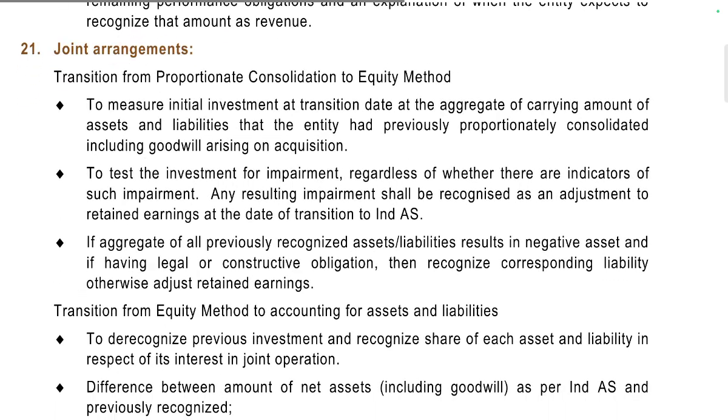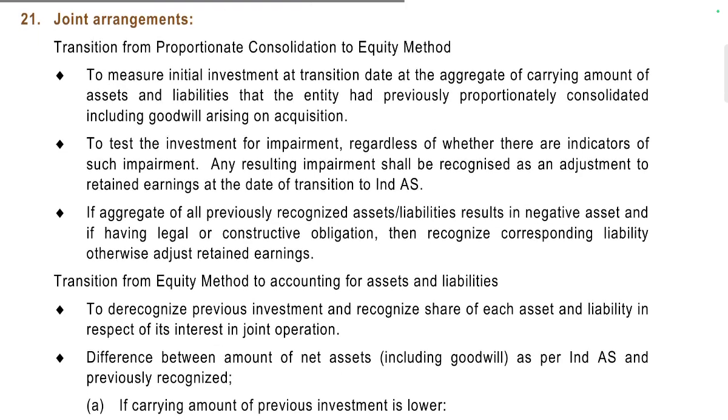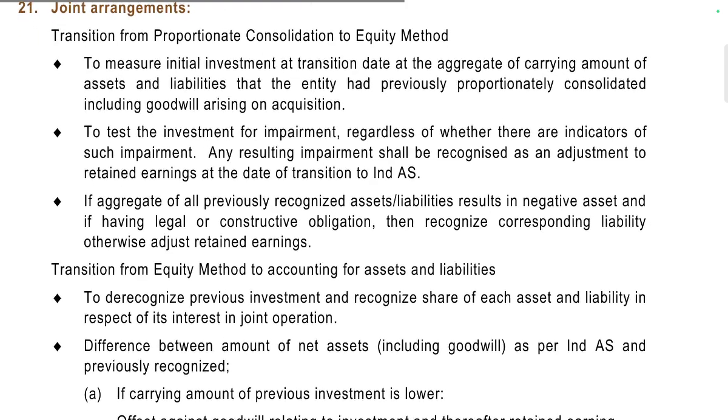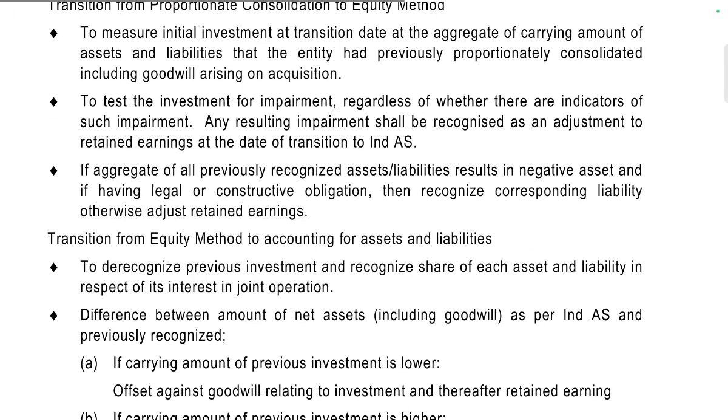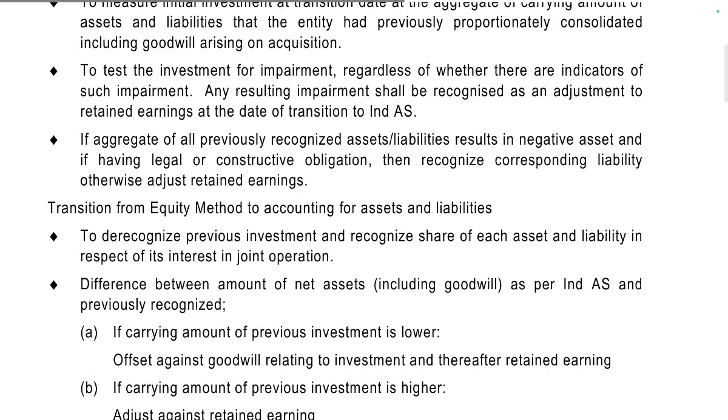Joint arrangement transition from proportionate consolidation to the equity method: measure the initial investment at the transition date as the aggregate of the carrying amounts of assets and liabilities that the entity had previously proportionately consolidated, including goodwill arising on acquisition. Test the investment for impairment, regardless of whether there is an indication of such impairment.